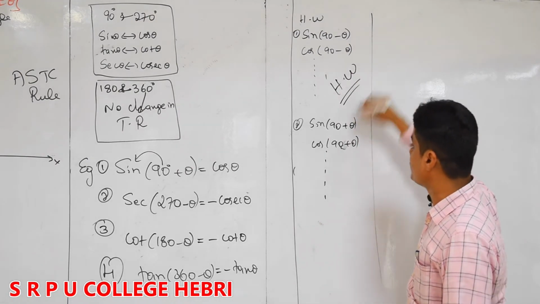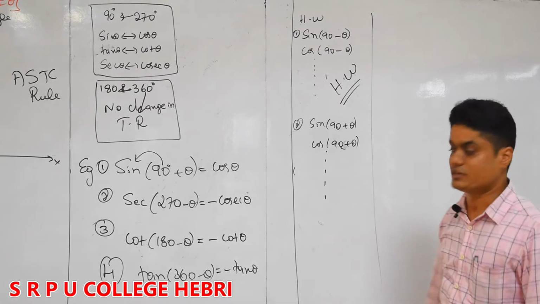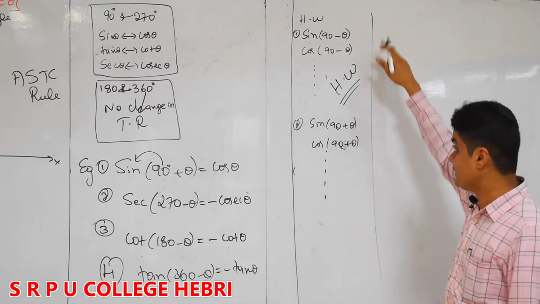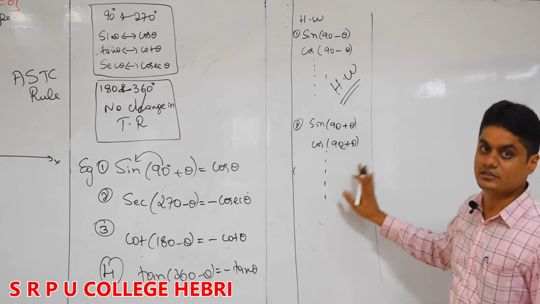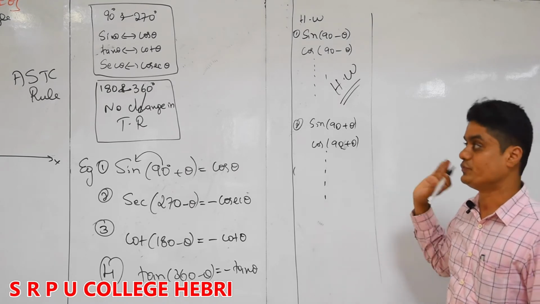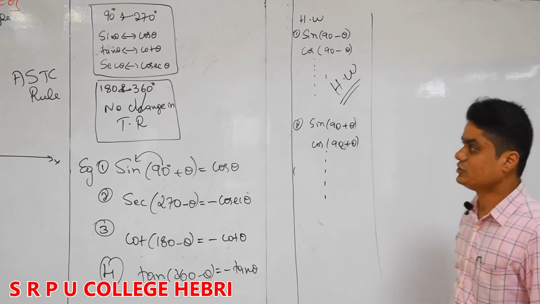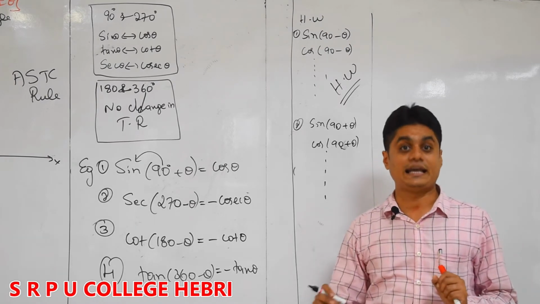If you don't understand, ask, not an issue. You can call me or chat with me on WhatsApp, but it is compulsory that everyone should write. Understood? I'm expecting this answer from you after seeing this video. Alright? So this is the trigonometric ratios of allied angles.